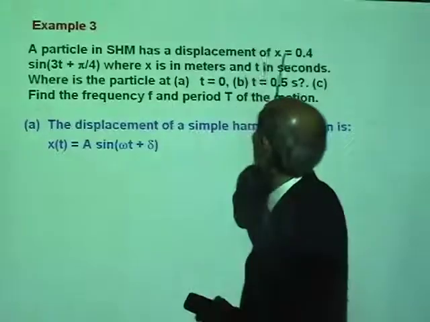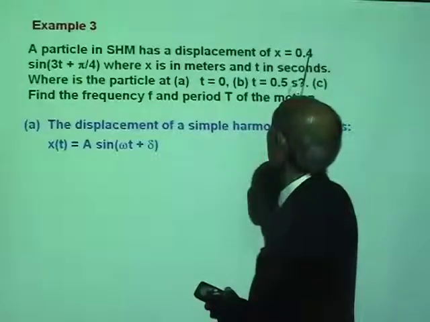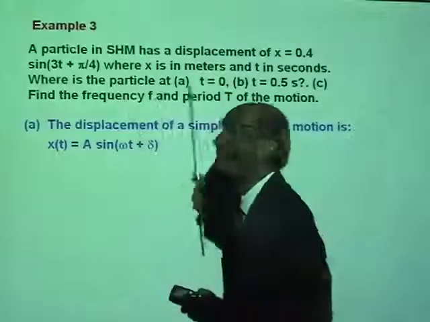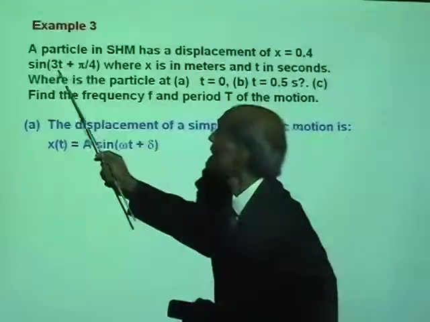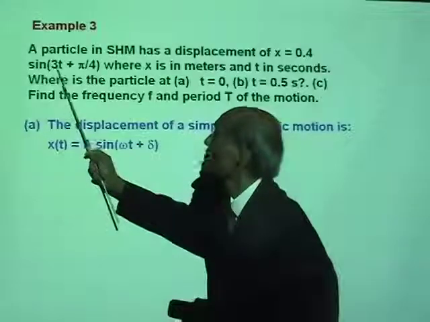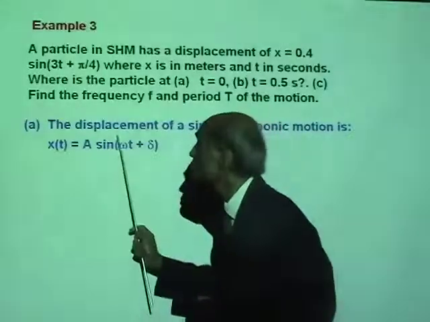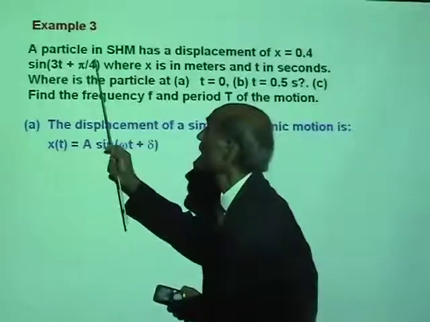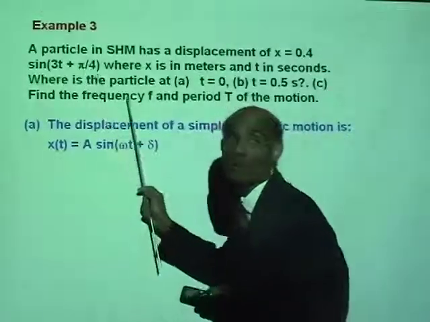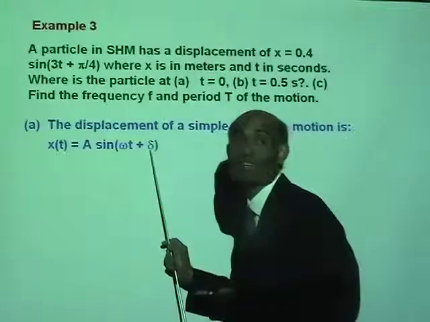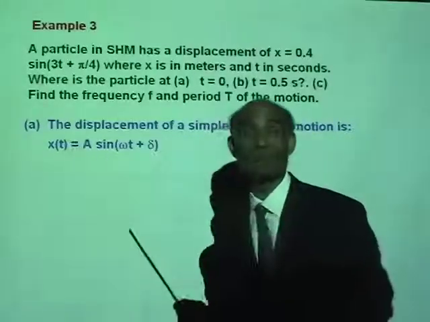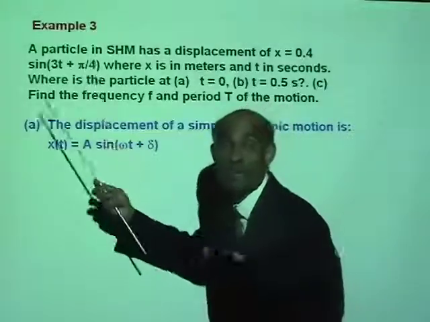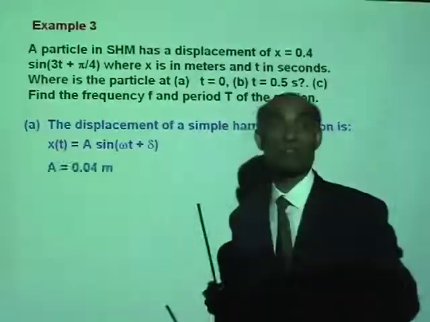Now, look at the given equation. x equal to 0.4 sine(3t plus pi by 4). So, what is the value of A, the amplitude? It's 0.4. 3t, what does that 3 stand for? 3 is your omega. What does pi by 4 represent? Delta, the phase angle. So when you are given an equation, you should be able to pick information from it.